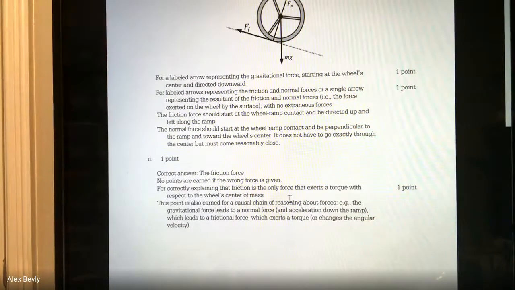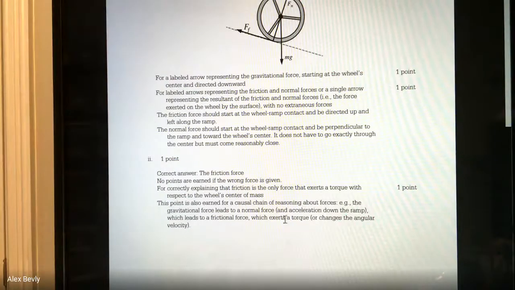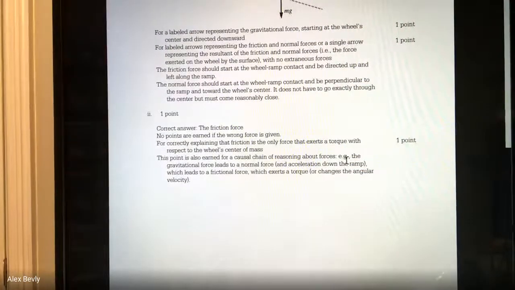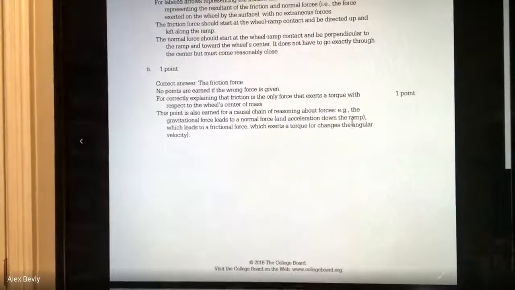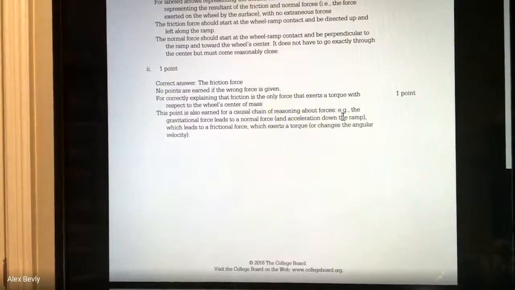For correctly explaining that friction is the only force that exerts a torque with respect to the wheel center of mass. So causal chain of reasoning about forces. So gravitational force leads to a normal force, acceleration down the ramp. Yeah, so you could talk about it that way. So this is just saying, if you were saying things like the gravity is pulling the thing down the ramp, but friction is the thing causing it to turn, that would be something you could talk about. But yeah, just something talking about gravity acts on the center of mass, so it can't cause a torque. The normal force pushes through the center of mass, so it can't cause a torque. So friction acts at a distance from the center of mass at an angle that's not 0. To get that point.